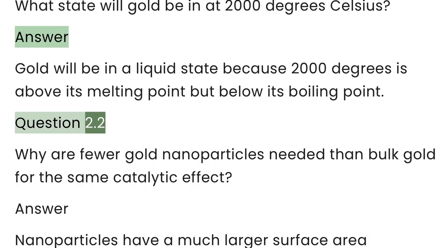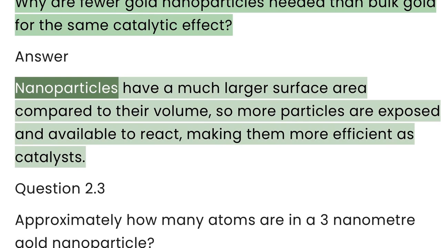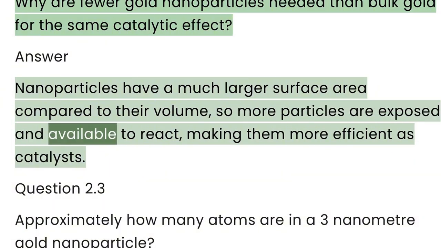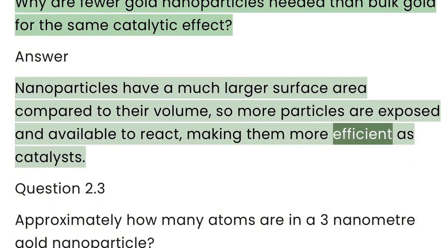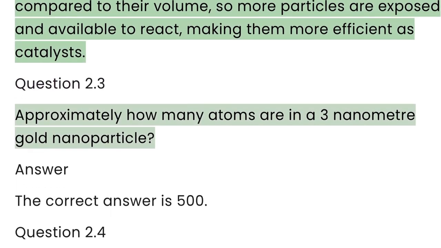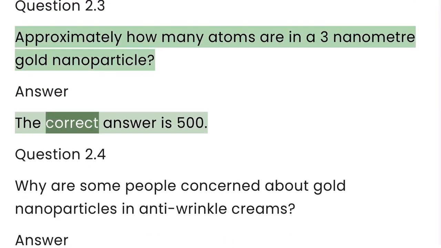Question 2.2. Why are fewer gold nanoparticles needed than bulk gold for the same catalytic effect? Nanoparticles have a much larger surface area compared to their volume, so more particles are exposed and available to react, making them more efficient as catalysts. Question 2.3. Approximately how many atoms are in a 3 nanometer gold nanoparticle? The correct answer is 500.